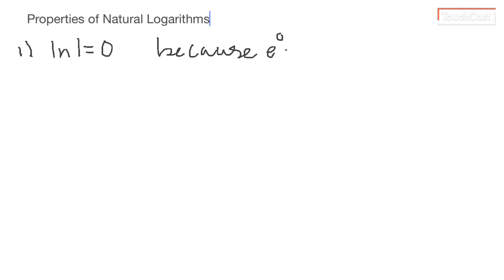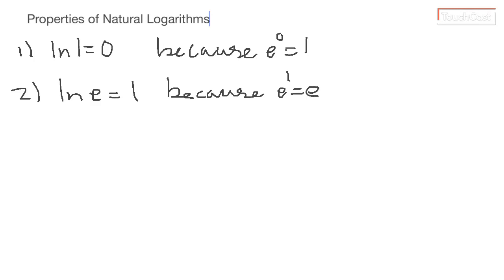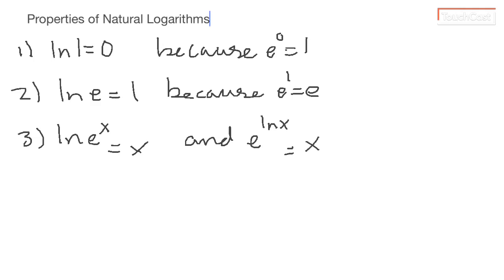e to the power of 0 is equal to 1. If we have the natural log of just e, that's going to equal 1, and that's because e to the 1 is equal to e. If we have the natural log of e to the x, that's going to equal x. And e raised to the power of the natural log of x is going to equal x.